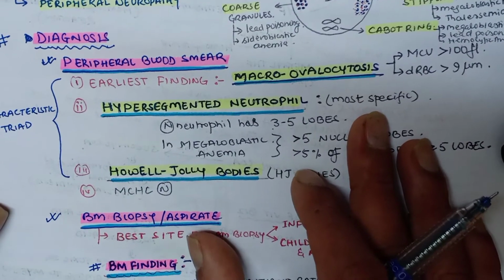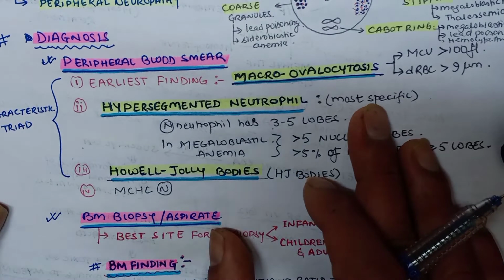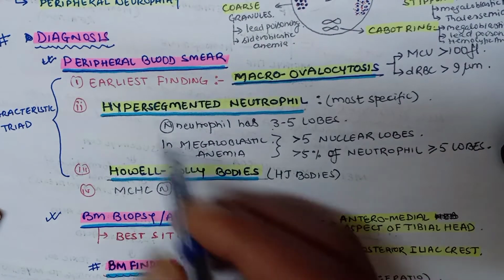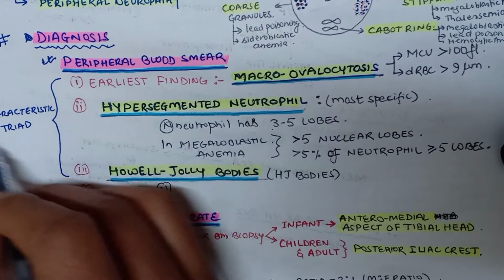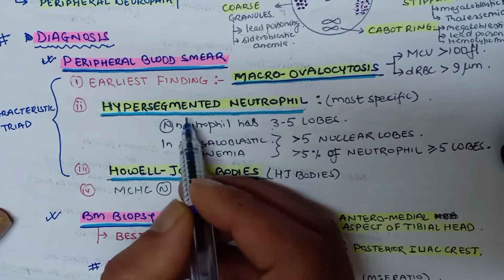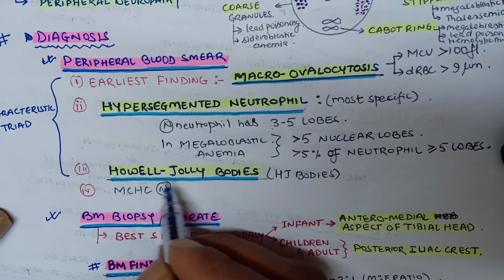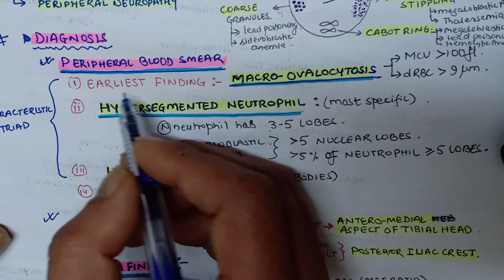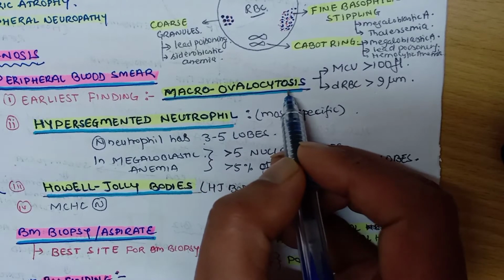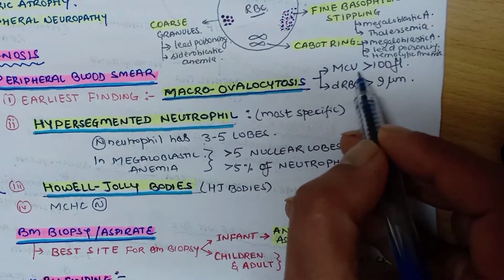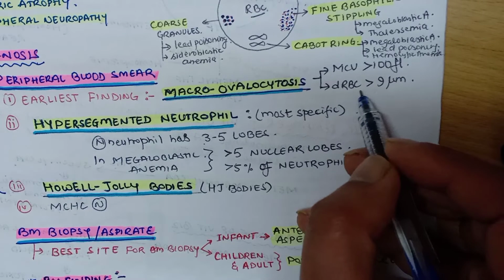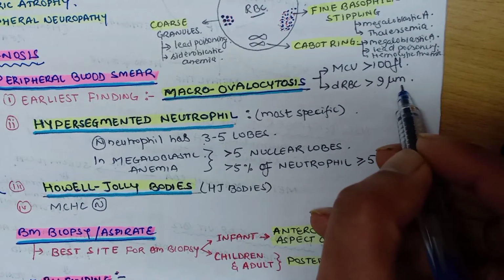Now coming to the diagnosis of megaloblastic anemia. So what are the findings seen in peripheral blood smear? Peripheral blood smear shows the characteristic triad of macro-ovalocytosis, hypersegmented neutrophil and Howell-Jolly bodies. So the earliest finding is macro-ovalocytosis, where mean cell volume is more than 100 femtoliter and the diameter of RBC is more than 9 micrometer.